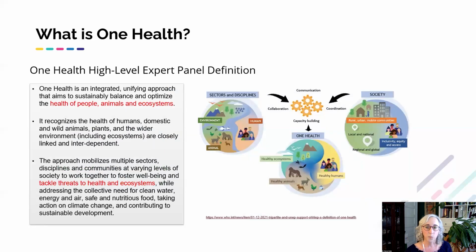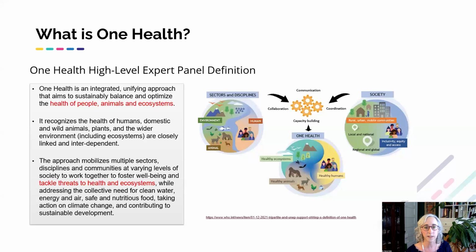And so what is One Health? As I mentioned before, the OLEP panel came up with this definition. One Health is an integrated, unifying approach that aims to sustainably balance and optimize the health of people, animals, and ecosystems. And so that's important there, that it's not just people, it's people, animals, and ecosystems. And I'll go into this in a little bit more detail.